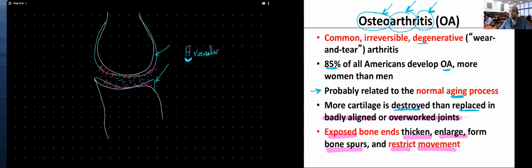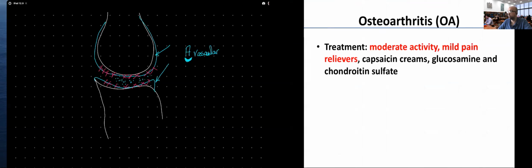All right, does this make sense? All right, great. So again, the first problem that I'm facing with osteoarthritis is that I break down more cartilage than what I am building up. And this is going to be exposing the bone ends, which will become thickened, enlarged, and the joint will not be able to move. I will have a restricted movement of the joint.